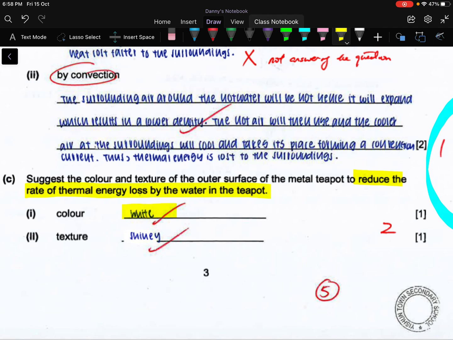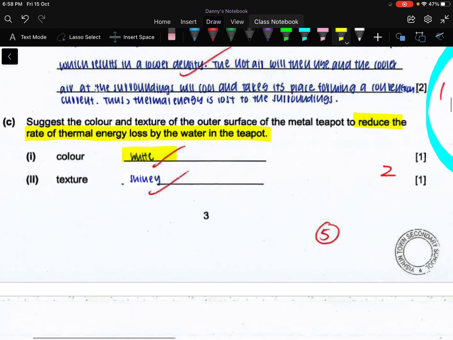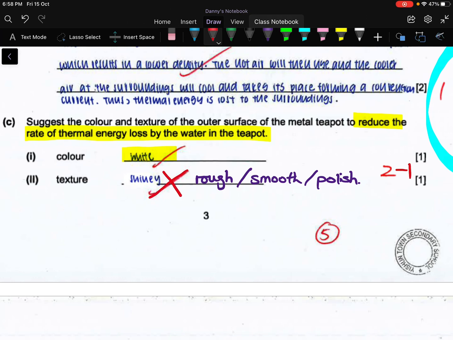silvery color. Okay, and for texture, I think in the end, did we accept shiny? I think for texture we are looking at things like rough, or smooth, or you can say the surface is polished. So I think in this case I made a marking error, it will be deducted. Okay, so this will get -1. Unfortunately, I will change it on the actual script.